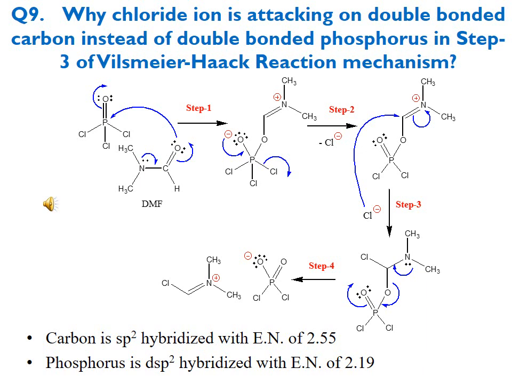and the carbon, although its electronegativity is a little bit higher as compared to that of phosphorus, is sp2 hybridized and attached to sp2 hybridized nitrogen and sp3 hybridized oxygen. So carbon shows more electrophilic character here. Or you can see by resonance, if the double bond is shifted to nitrogen, this carbon gets the full positive charge, and so the chloride ion will be attracted towards this full positive charge.